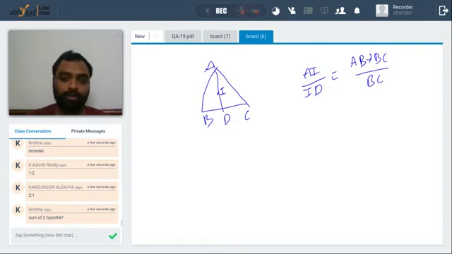Note on this one also. Take 10 seconds. Please note it.